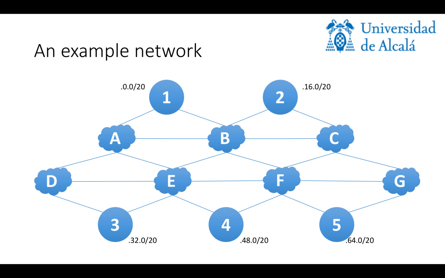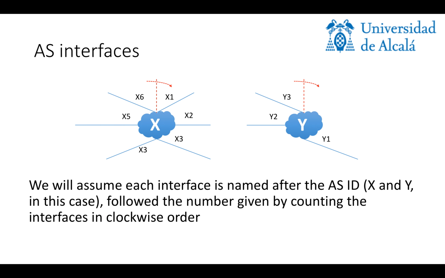In this case, we have 5 end autonomous systems, which are numbered from 1 to 5 and have circle shapes. And we have 7 network core autonomous systems, which are named from A to G, and are shaped as clouds. Now, regarding the interfaces, we will assume each interface is named after the autonomous system ID and is numbered in clockwise order, as you can see in the figures.